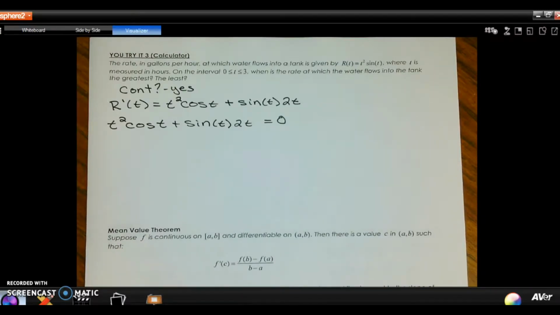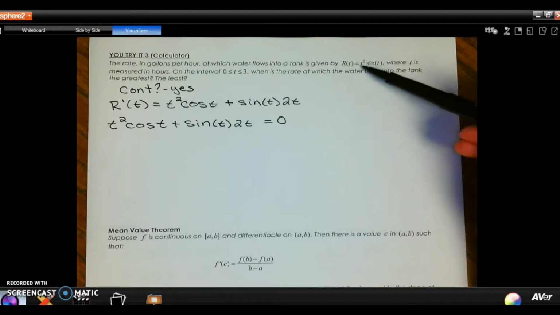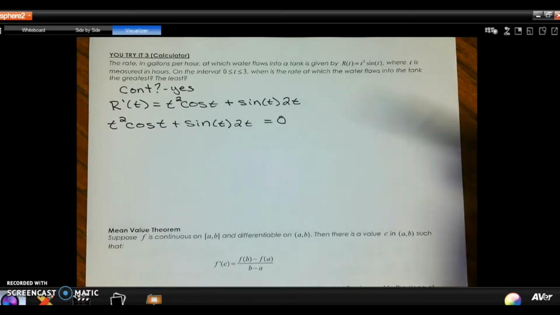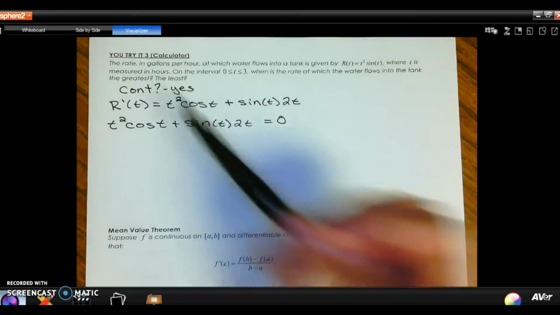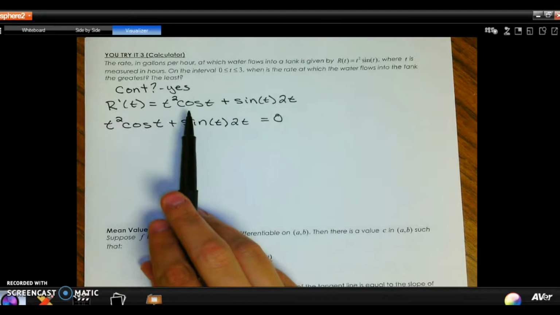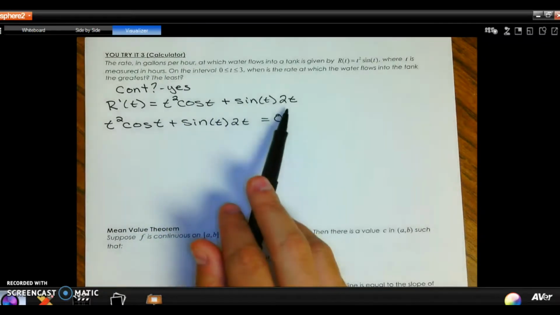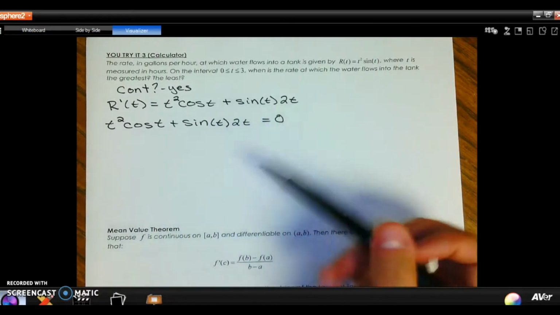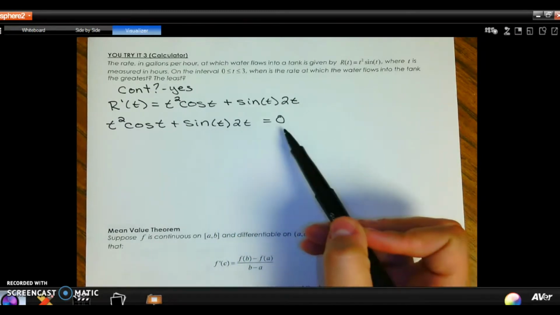Okay, and this next one I wanted to take a look at because it was a calculator question. So we wanted to figure out about this, the rate of the gallons flowing in there. So we've got the rate given by this. Now notice that that is a function times another function. So when I go to take the derivative of that, I'm going to have to use product rule. But first, again, it's a sine curve, so yes, it's continuous. You take the derivative, and it's going to be first times derivative of the second plus the second times the derivative of the first. So then we take that derivative, and we want to set it equal to 0.